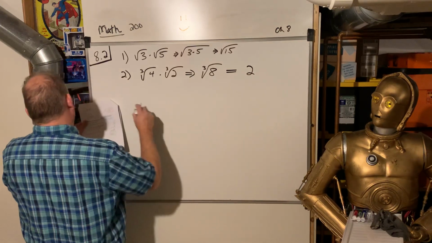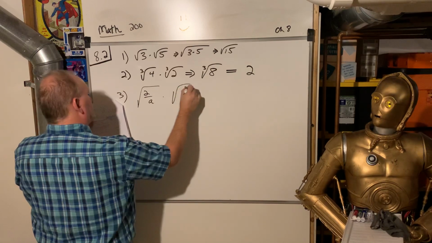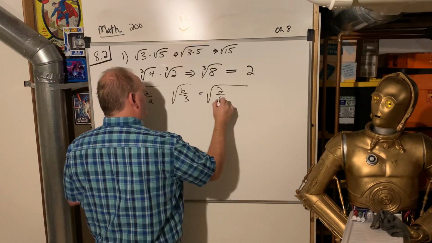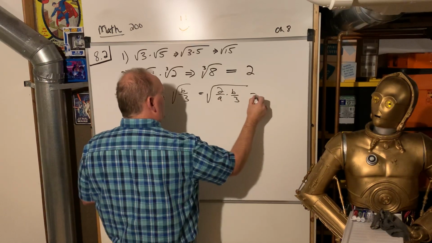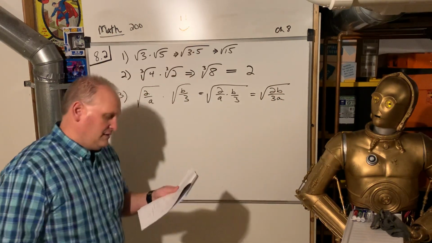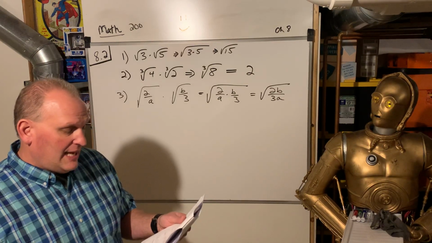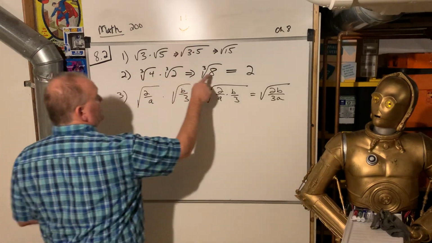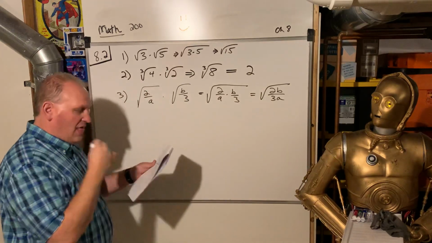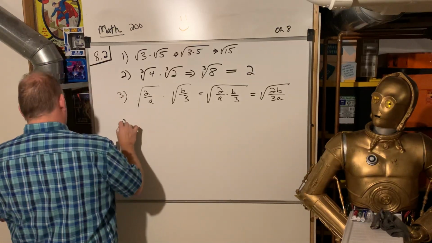All right. And then they kind of show you, look, if you have the square root of 2 over a times the square root of b over 3, you can set that all under the same root. So 2 over a times b over 3, and then that is equal to 2b over 3a with the square root sign on it. So you can only do that when the index is the same. So since these were both cube roots, we could multiply them. Those are both square roots, we can multiply them. If they're not the same, it becomes a little more complicated. So let's take a look at examples.